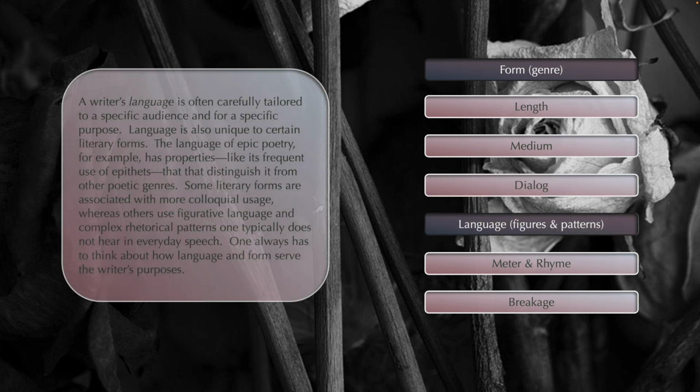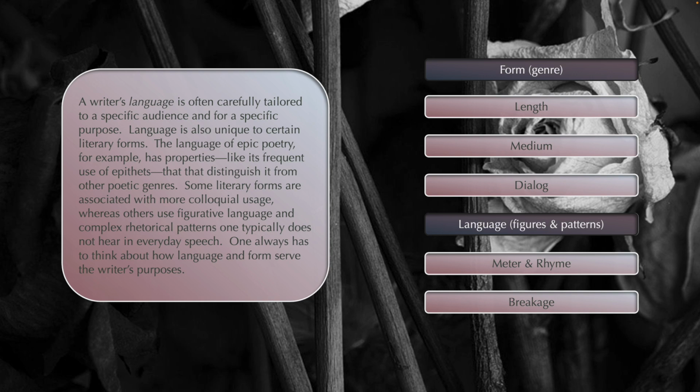Another aspect of form is obviously language. A writer's language is going to be carefully tailored to a specific audience and for a specific purpose. And as a student of literature, you've got to remember that. I mean, most of what you read was not written for us. It was written for someone else. And it's important to understand that different audiences, different rhetorical contexts created the necessity for the use of different types of language.